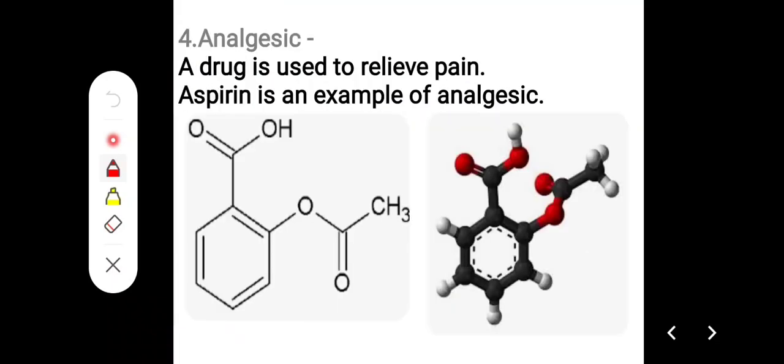Next one, analgesic. A drug used to relieve pain, a painkiller, is termed an analgesic. Aspirin is an example of an analgesic. This is the structure. Now we consider this as a ball and stick model. In the chemistry ball and stick model, for better understanding of the structure, we can connect many balls by sticks, and by using different colors of balls, we can say this is the carbon atom, this is the oxygen atom, this is the hydrogen atom, and so on. Now all these black balls are carbon, these white balls are hydrogen, and these red balls are oxygen. In this way, we can justify this structure.